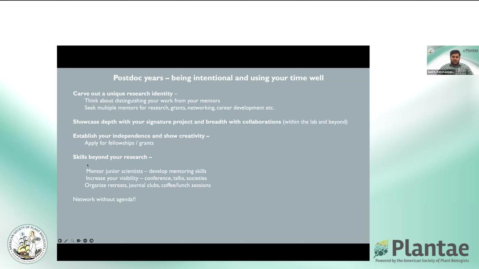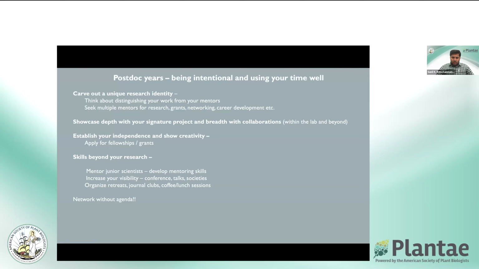And I think the other thing to think about is don't just worry about your research, but also think about what other skills you can develop beyond your research. So mentor junior scientists in the lab, whether it's undergraduates or graduate students. So that will help you in improving your mentoring skills. And as I mentioned, you can give talks in the conferences or in the scientific societies. So that will help you with the visibility. And then you can also organize journal clubs or retreats, and then be involved within the community.